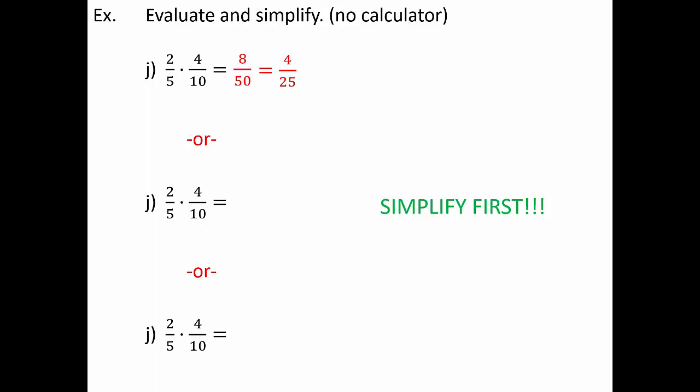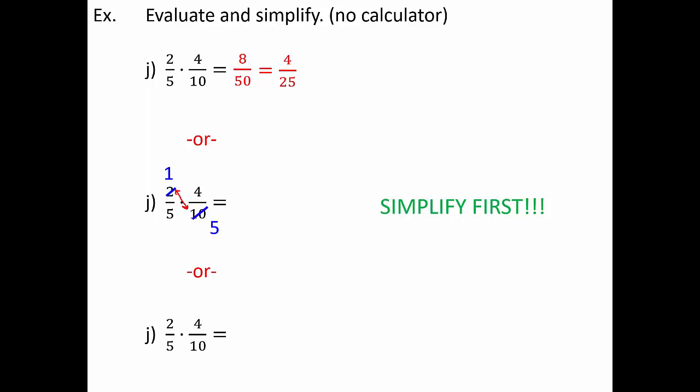With multiplying and dividing, we have the added benefit of being able to simplify diagonally. 2 and 10 can be reduced to 1 over 5. Feel free to do that as your first step. So instead of waiting to simplify at the end, let's go ahead and simplify at the beginning.